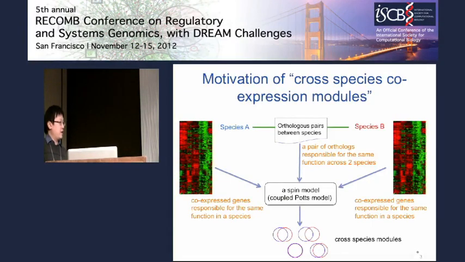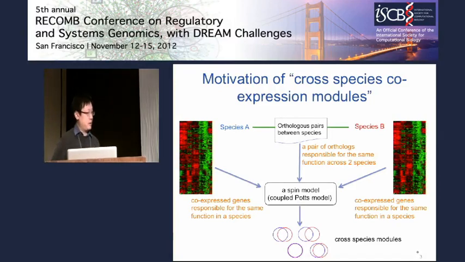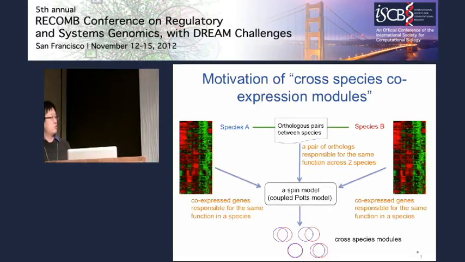At the end of the day, the modules are no longer independent, but in the form of something like a Venn diagram. In this module, you consider a set of genes from species A and a set of genes from species B. They overlap each other in the sense that they are forming orthologous pairs. The essence of this whole integration framework is a spin model, or more technically, a coupled Potts model. This kind of model I usually study in statistical physics.